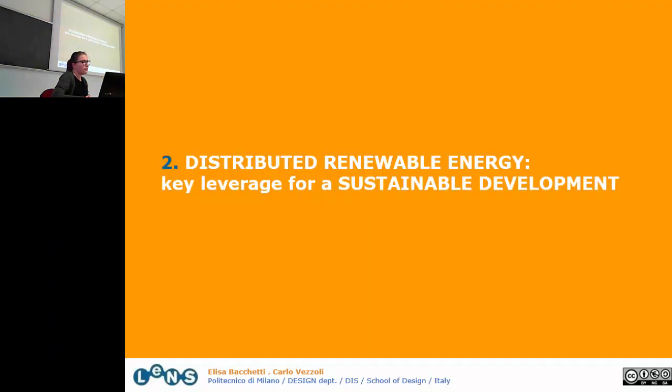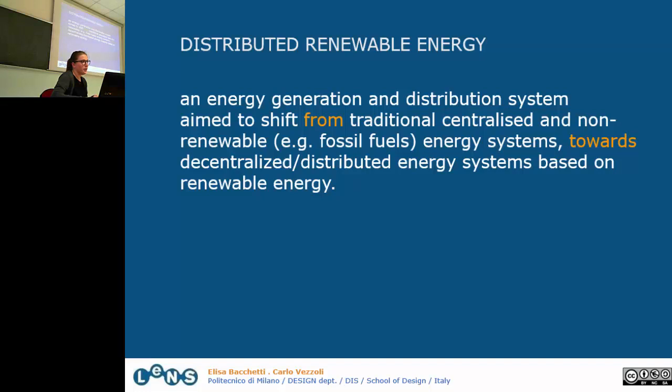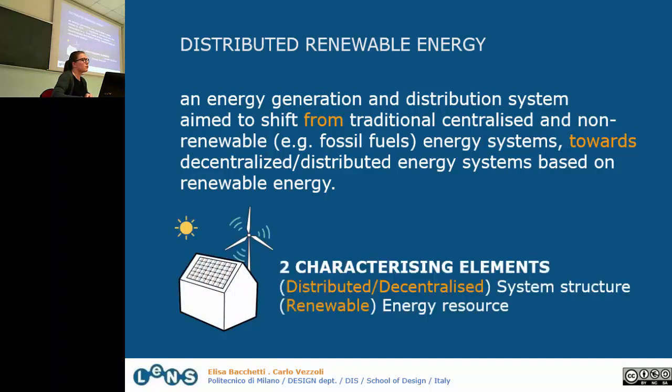So one of the options that has been found is distributed renewable energy. We talked before about distributed economy. Distributed renewable energy means that it's produced locally, in what we call a distributed or decentralized way, according to the configuration, and it is made from renewable energy resources, so inexhaustible resources. This can favor the shift from the actual energy system, which is centralized and non-renewable, to a more sustainable one, which is distributed and based on renewable resources.